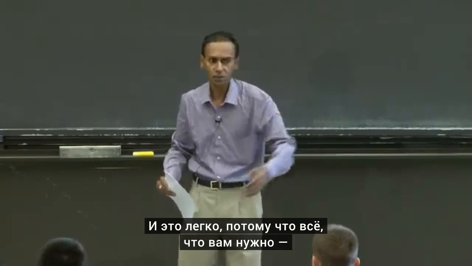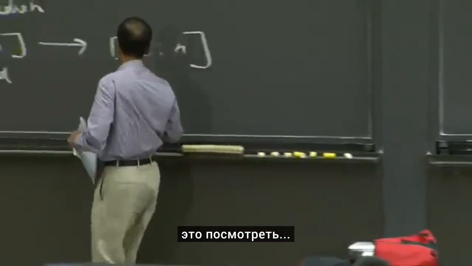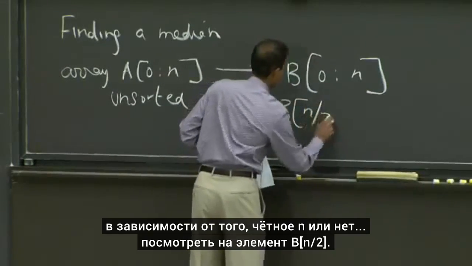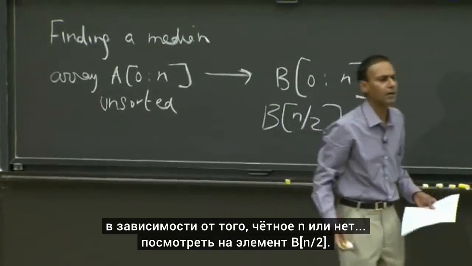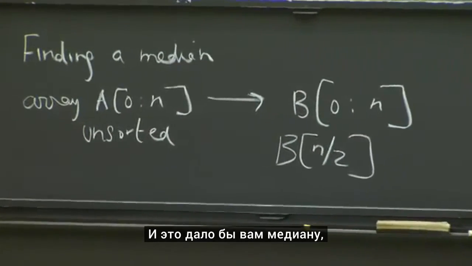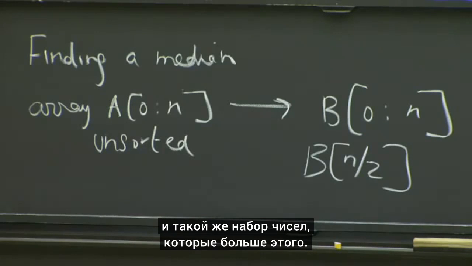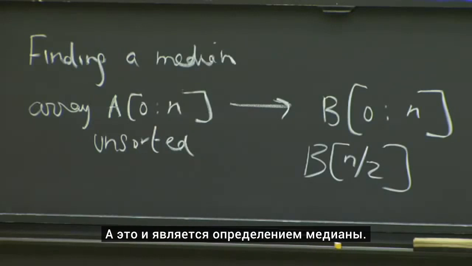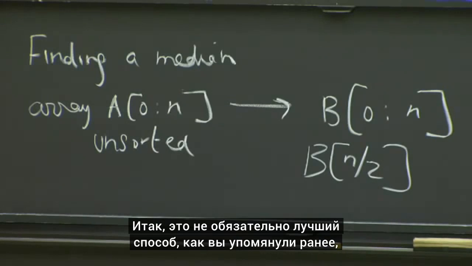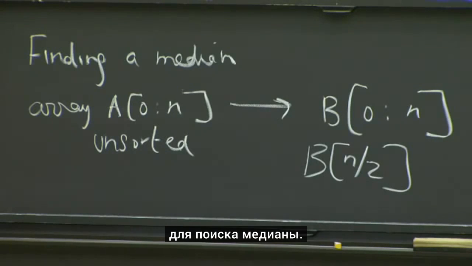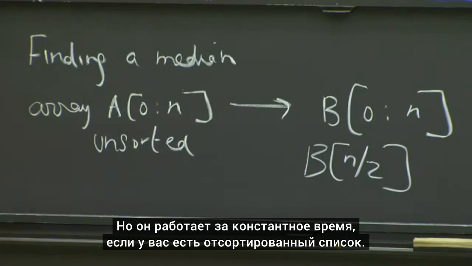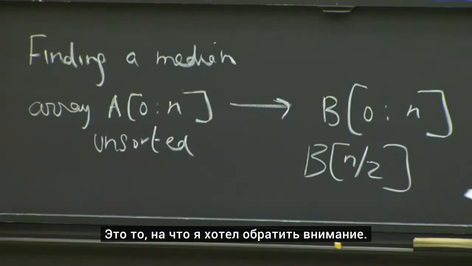Okay? And it's easy because all you have to do is to go look at, depending on whether n is odd or even, B[n/2], right? That would give you the median, because you'd have a bunch of numbers that are less than that, and the equal set of numbers that are greater than that, which is the definition of median. All right? So this is not necessarily the best way, as you pointed out, of finding the median, but it's constant time if you have a sorted list. All right? That's the point I wanted to make.